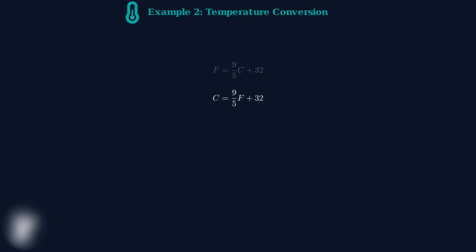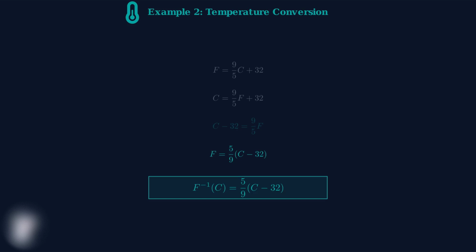This gives us c equals 9/5 times f plus 32. Now we solve for f. First, we subtract 32 from both sides. Next, we multiply both sides by 5/9 to isolate f. This is our inverse function for converting Fahrenheit to Celsius. Notice how the inverse undoes the original conversion process.